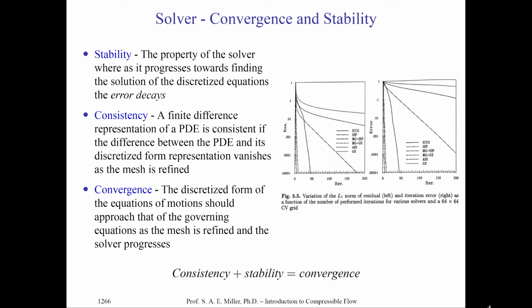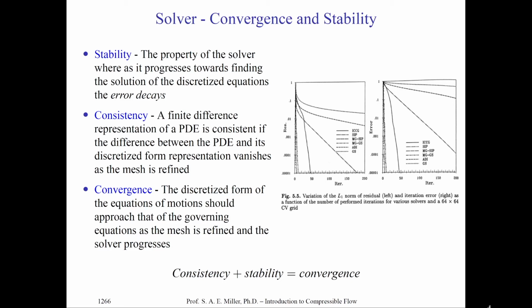Finally is convergence, and convergence is nothing but the property of having a solver which is both stable and consistent with the equations. On the right, you can see some examples of convergence criteria for different types of solvers for a CFD problem. On the y-axis is the error. On the x-axis is the iteration. As the solver progresses, it increases its iteration count, just like you did in numerical methods classes, but this is for different types of algorithms for CFD.